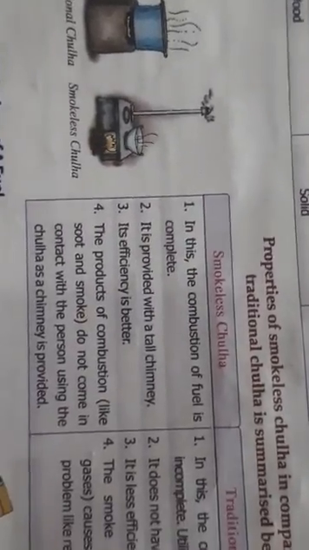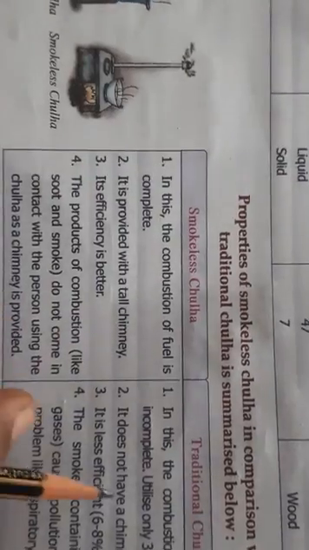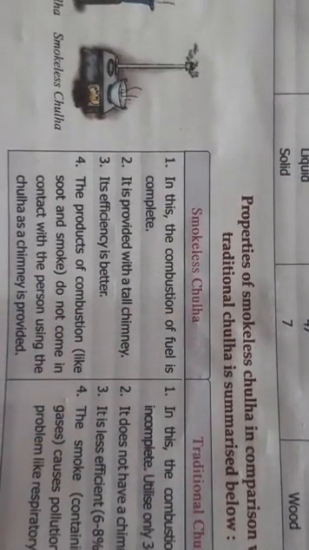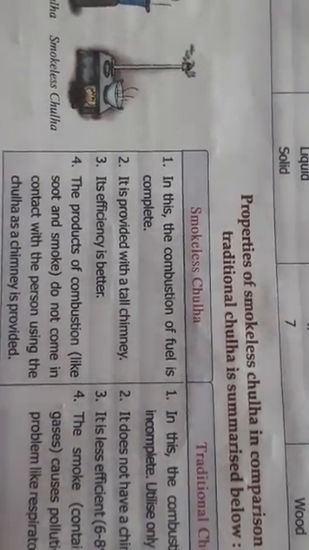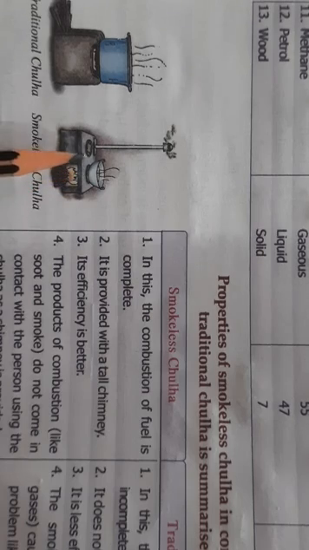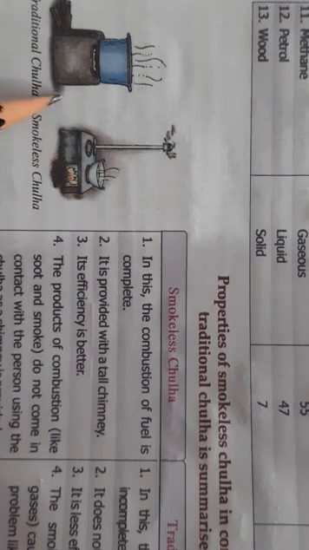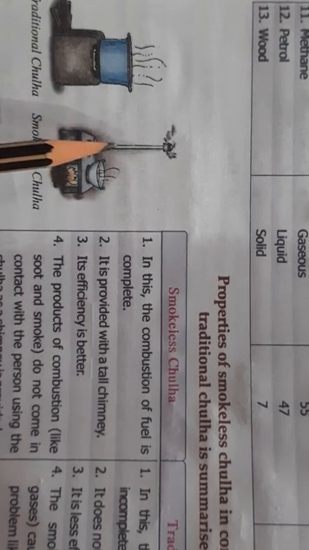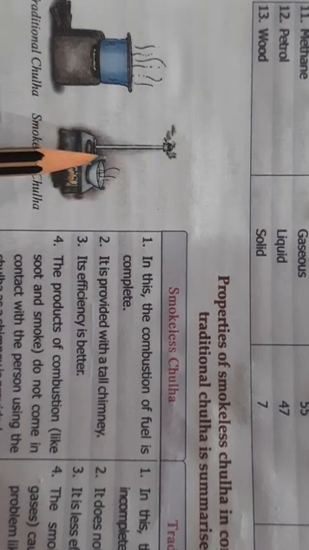Okay, children. Then there is here the difference between smokeless chulha and traditional chulha is given. What is a smokeless chulha? See, this is a smokeless chulha. A smokeless chulha consists of a chimney. So when a smokeless chulha consists of a chimney, what will it do? All the smoke will go out through the chimney. It will not come in contact with the person who is using it.